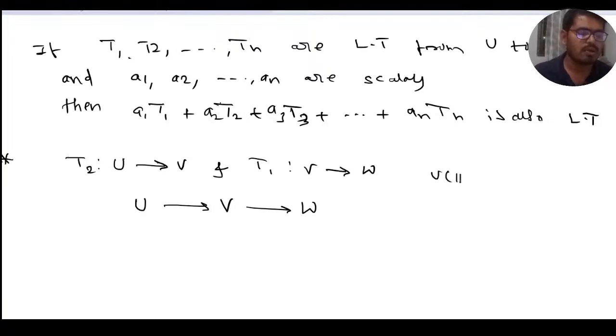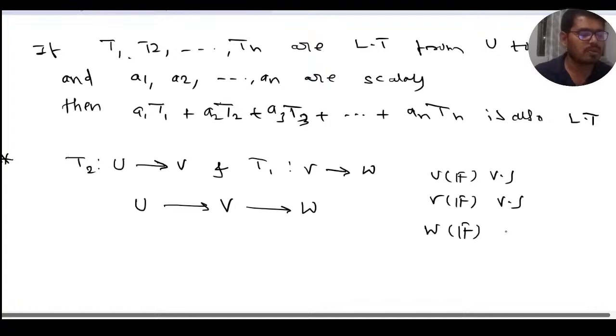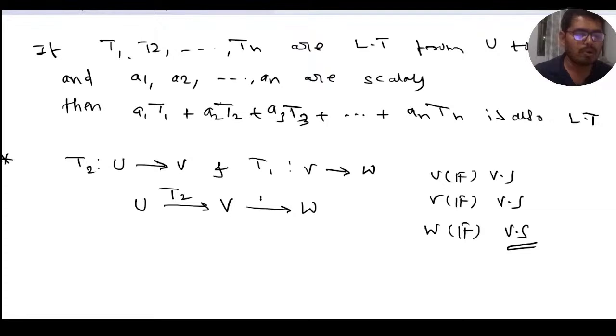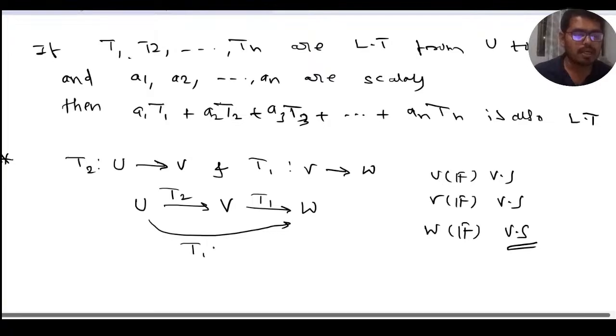U of F is a vector space, V of F is also a vector space, then W of F is also a vector space. All of these are vector spaces. And T2 from U to V, and T1 from V to W. Then we define their composition, that is T1 T2, and that is a map from U to W.